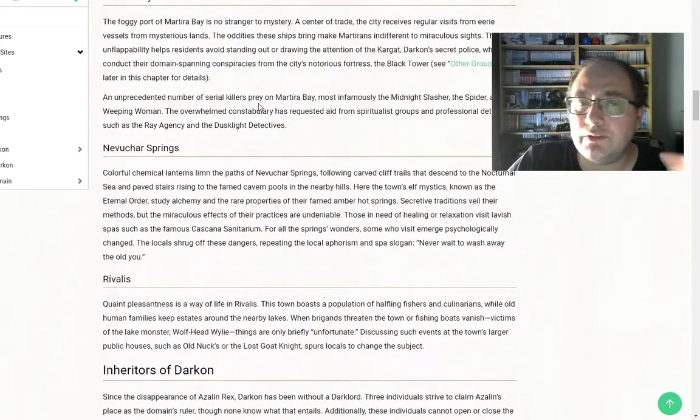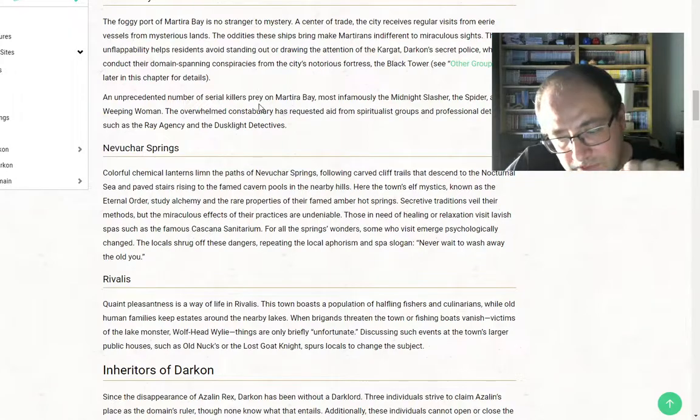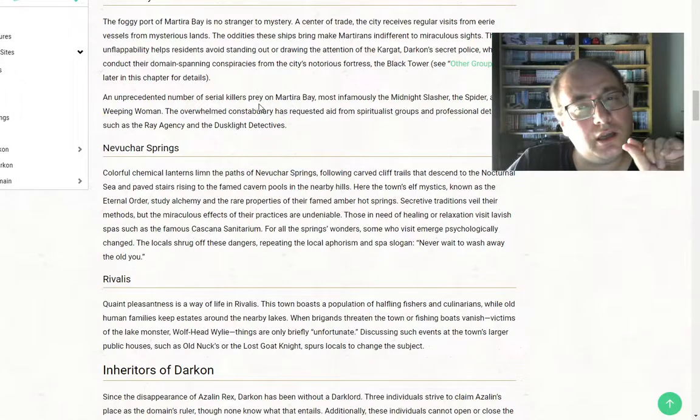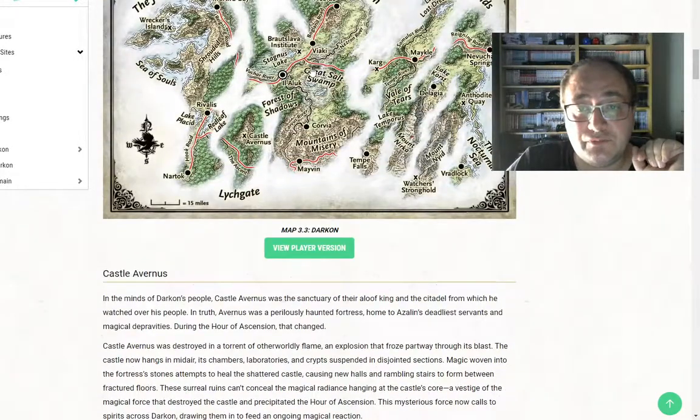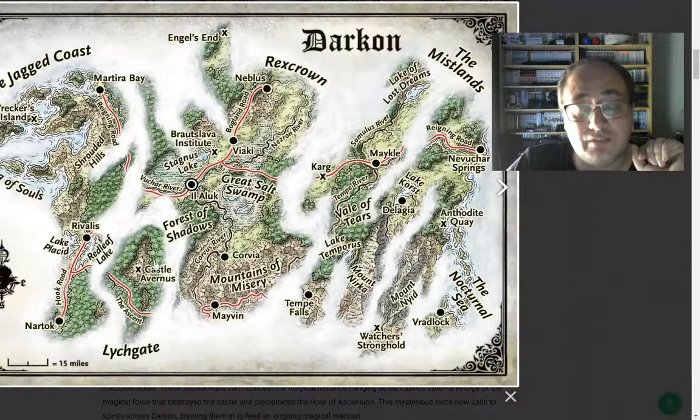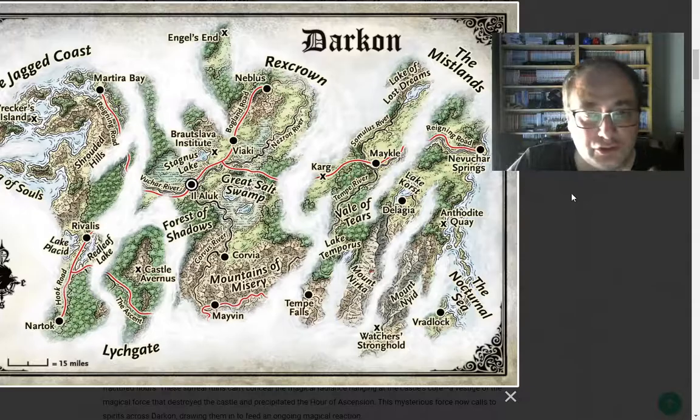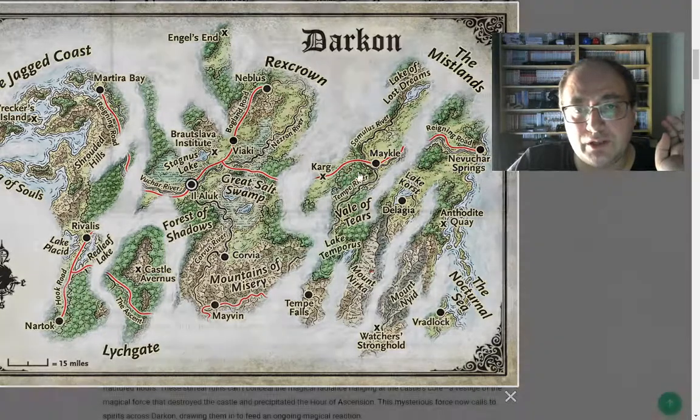The individual sites in Darkon are not explained in a lot of detail, but that's okay because it lets you fill in the blanks. And because Darkon is such an iconic domain, there's a lot of available materials out there on all of these different sites. So you can easily find these and take them from older editions and just use them however you want.